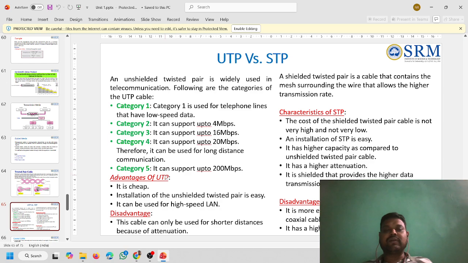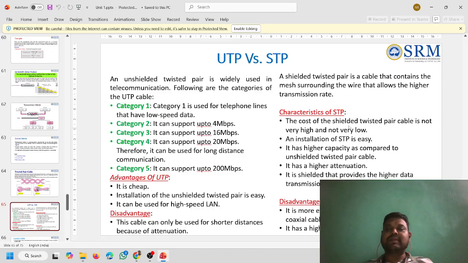The advantage of unshielded twisted pair, or UTP, is that it's pretty cheap compared to shielded twisted pair. Installation of unshielded twisted pair is very easy, and it can be used for high-speed LAN also. By using category 5 or category 4, we can implement high-speed local area networks. The disadvantage is that this cable can be used only for short range communications because of high attenuation. There is no protecting metal shield like in shielded twisted pair cable.